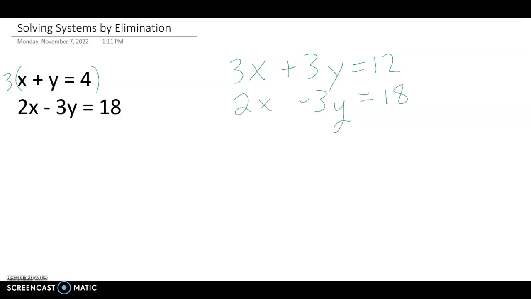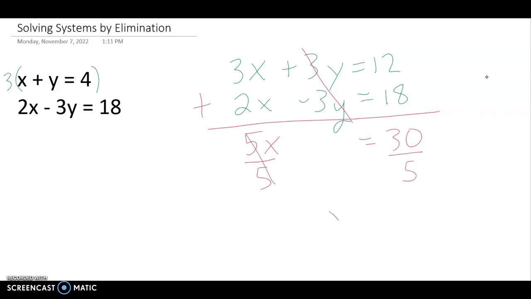Notice now that the y's are opposite of each other. We have 3y and negative 3y. So to eliminate the y's, we just need to add the two equations together. 3x plus 2x is 5x. 3 plus negative 3 is 0. And 12 plus 18 is 30. And when we divide both sides by 5, we have our x value.